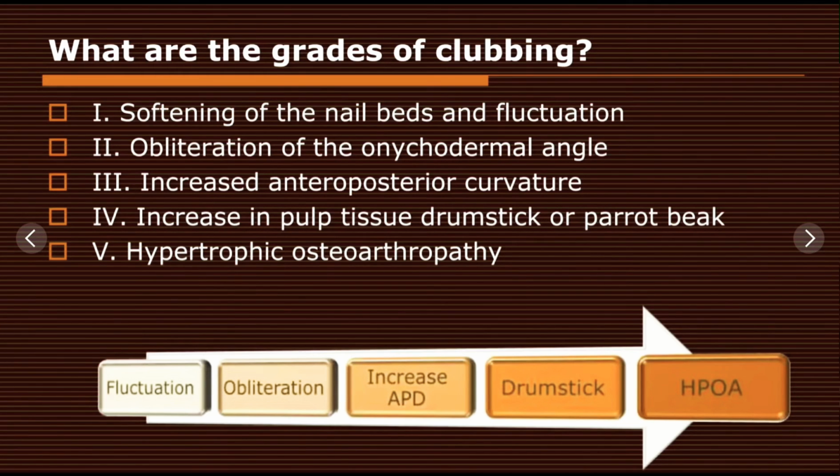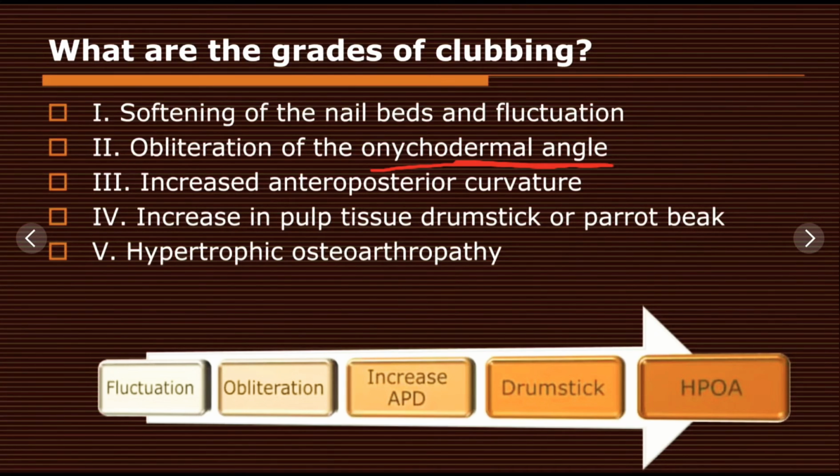Softening of nail bed and fluctuation comes in grade 1. Grade 2, obliteration of the onychodermal angle. So in the first condition there will be softening of nail bed and fluctuation, and in the second, obliteration of this angle. Then comes increased anteroposterior curvature in grade 3. In grade 4 comes increase in pulp tissue, which will lead to a drumstick or parrot beak appearance.